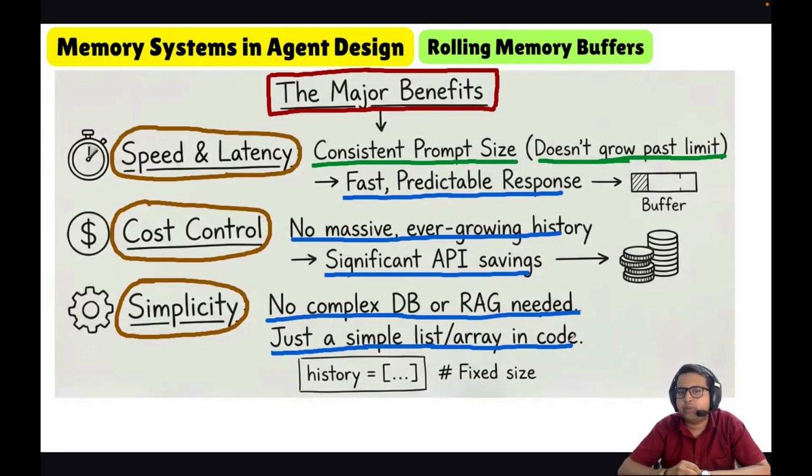Because of rolling memory buffers, we can take care of speed and latency, we can do the cost control, and the implementation of rolling memory buffer is very simple. No need for a complex database like a vector database, or for RAG. The implementation makes use of just a simple list or array in code.